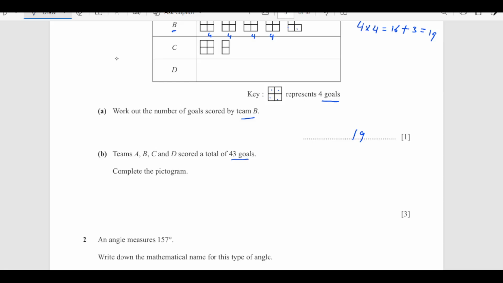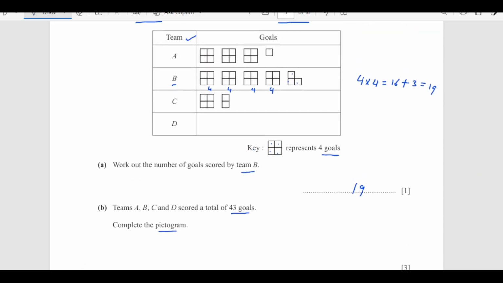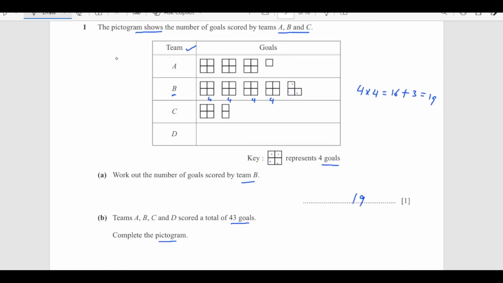Now part B: teams A, B, C and D scored a total of 43 goals. Complete the pictogram. So A, B, C, D, the total is 43 goals. We are looking for how much will be for D. As you can see, D is missing here. So here we will count. This is 4 plus 4 plus 4, 4 times 3 is 12, plus 1, they are 13 goals here. And here we have 1, 2, 3, 4 and this is 19.